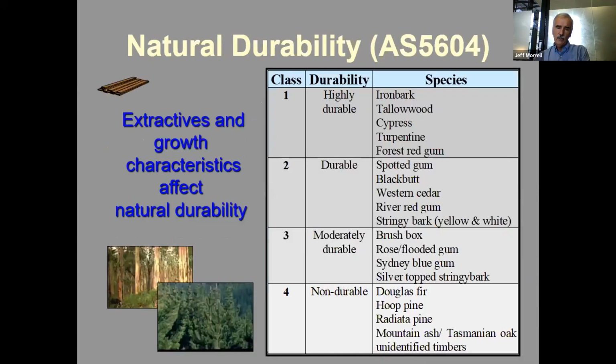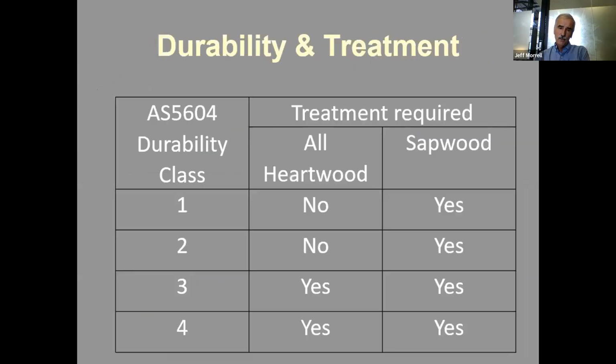In Australia, we have 4 categories for durability. We go from highly durable to non-durable, from class 1 to 4. We have a classification of about 280 species and standard AS 5604 that can tell you what species to use in different applications. They give you life expectancy. So a lot of information here that you can use.